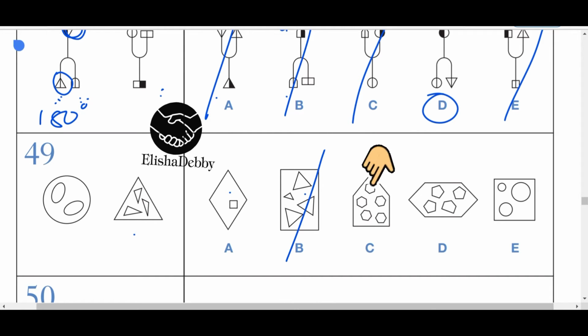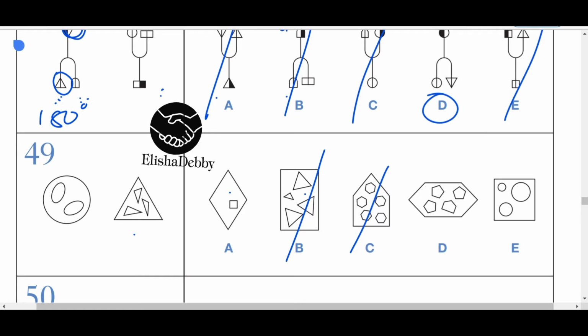The bigger shape has 1, 2, 3, 4, 5 sides, and inside we have 1, 2, 3, 4, we have 6, we have different shapes, so it can't be that. It has to be the same size. Remember, we're looking at the number of shapes now.